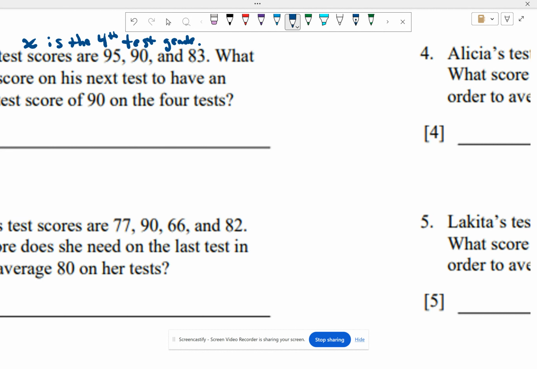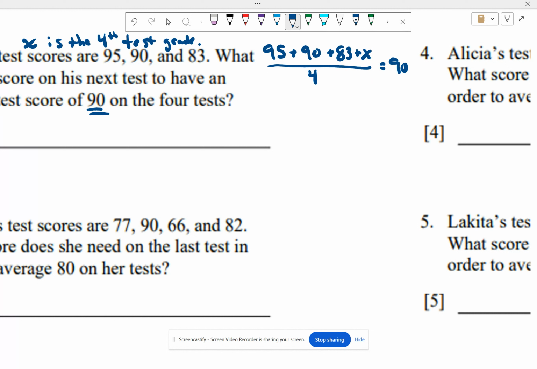So to find the average, you add up all the numbers divided by the amount of numbers you have. So the grades are 95, 90, 83, and something in a 4th grade. I don't know what it is. But to find the average of 4 numbers, you add them up, divide by 4, and that's how you find the average. And we want the average to be a 90. So what we're doing now is just solving for x. What value of x would make this equation true?